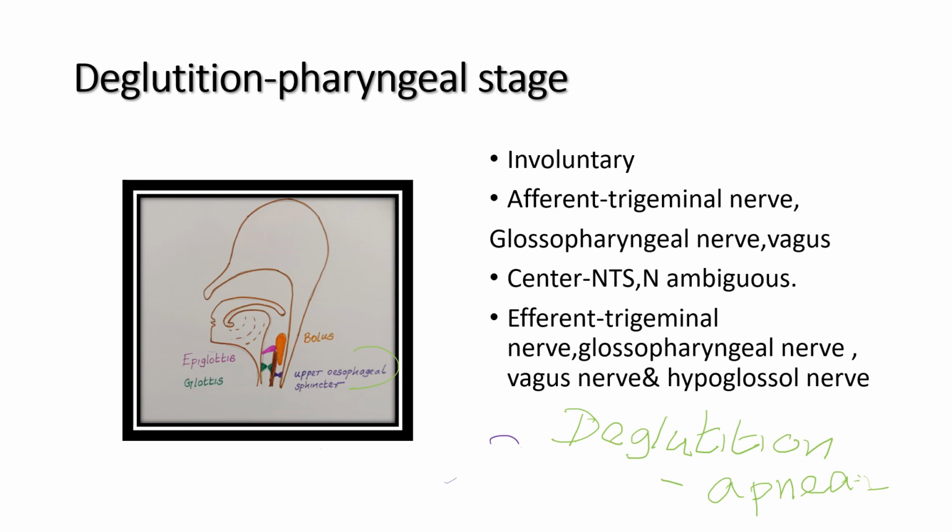The deglutition reflex is sensed by receptors present in the pharynx. Afferents are the trigeminal, glossopharyngeal and vagus nerves. The center is the nucleus tractus solitarius and nucleus ambiguus. Efferents are the trigeminal, glossopharyngeal, vagus and hypoglossal nerves.